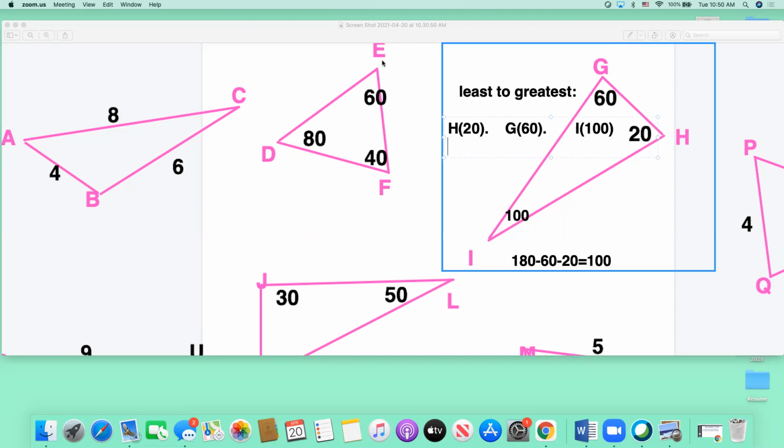Okay, so now let's look at what's across from things. So if we go to H and we go across, we see what's across from it. GI, so that is your shortest or least side, okay? So we've got GI. Now let's go to G. If we go directly across from it, we hit this. So HI is our side that's in the middle.